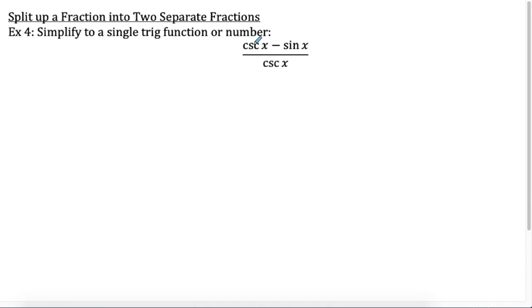So here, what we can write this as is cosecant of x over cosecant of x minus sine of x over cosecant of x. That's just basic arithmetic, that we can split up a fraction like that. We can split it up here and here. Obviously, cosecant over cosecant is just equal to 1. Anything over itself is 1.